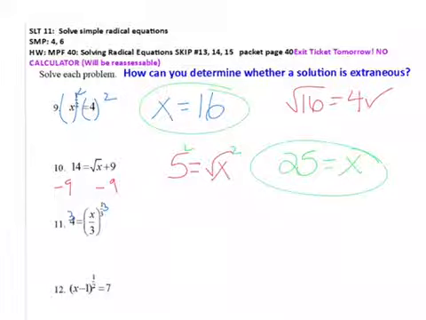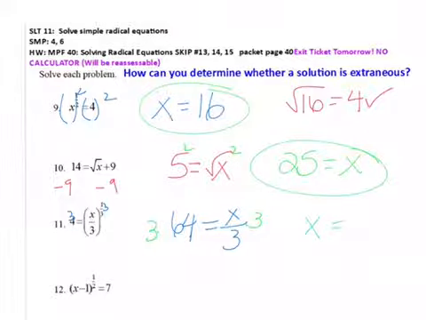In 11, we're going to cube both sides. So 4 times 4 times 4 is 64. Then we're going to multiply both sides by 3. And we get x equals 192.